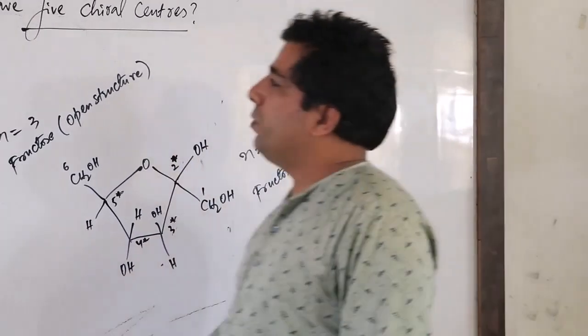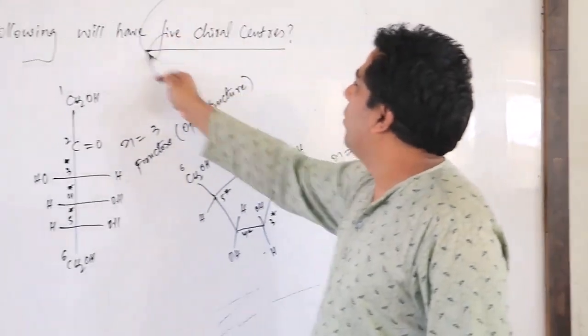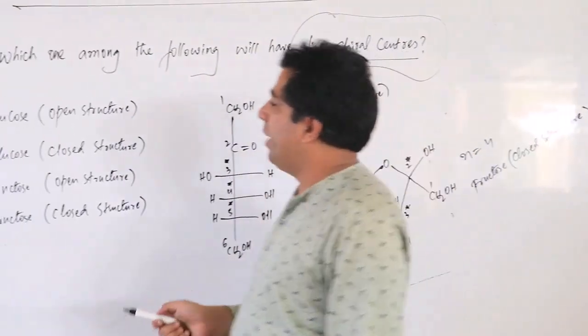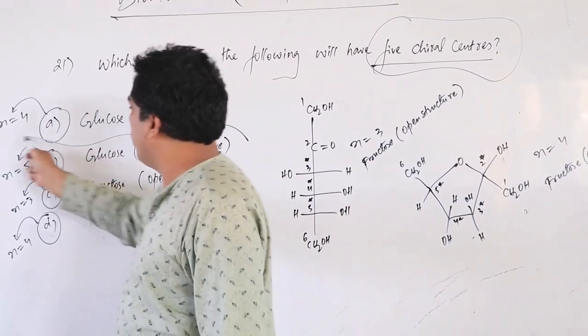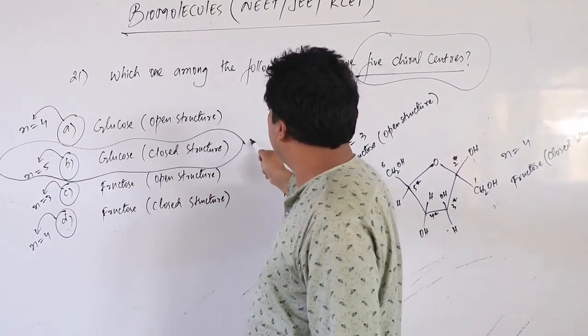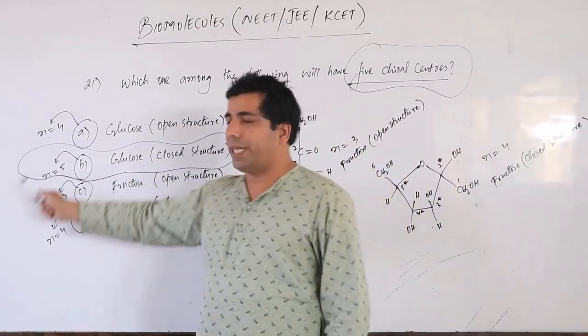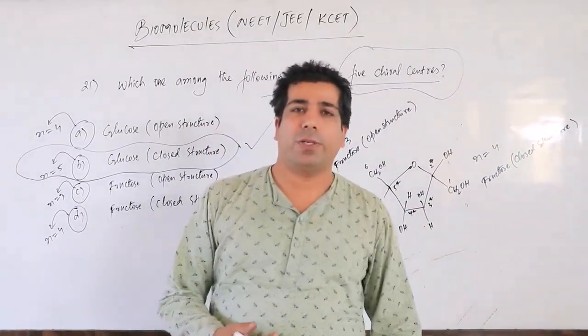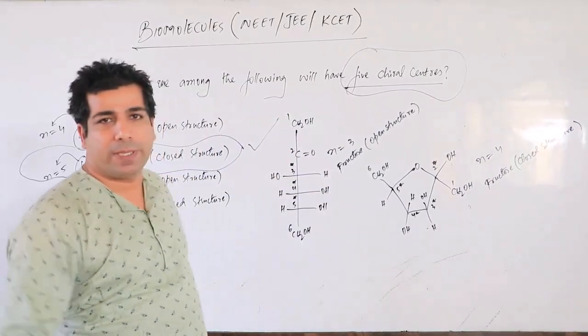So our question was, which one among the following will have 5 chiral centers? So 5 chiral centers are present in glucose, but which form of glucose? The closed structure of glucose will have 5 chiral centers, N is equal to 5. I hope you have understood, my dear friends. Please make note of this.